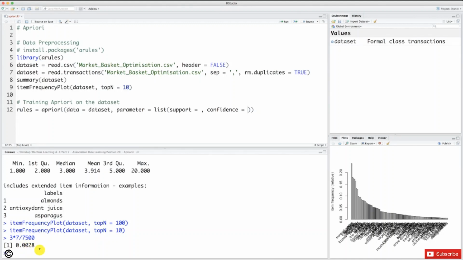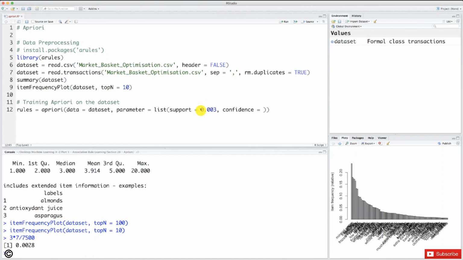0.0028. We will round this to 0.003, and so that is the minimum support of the products that will be considered by our rules. So let's input it, 0.003, right. Okay, so that's it for the support.